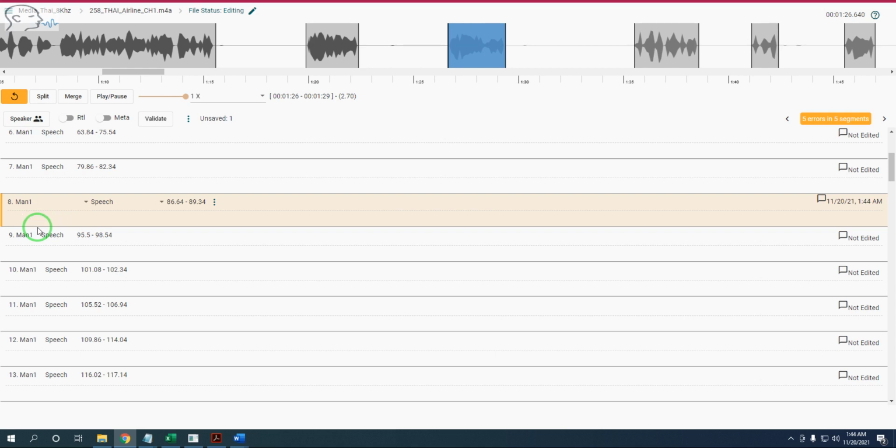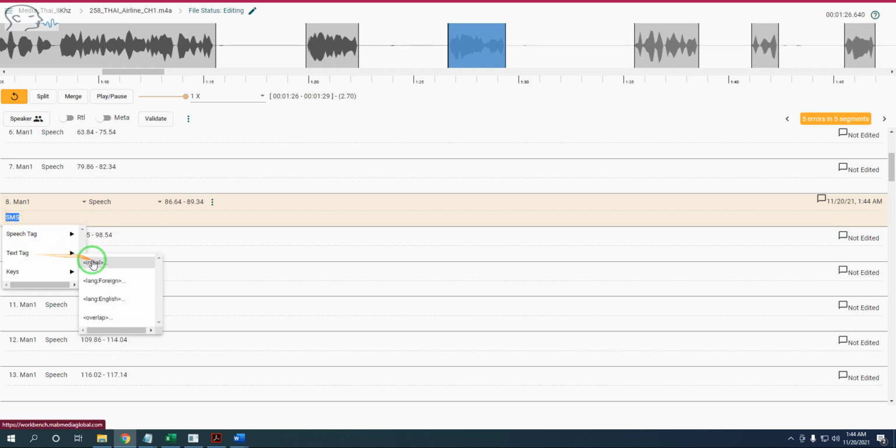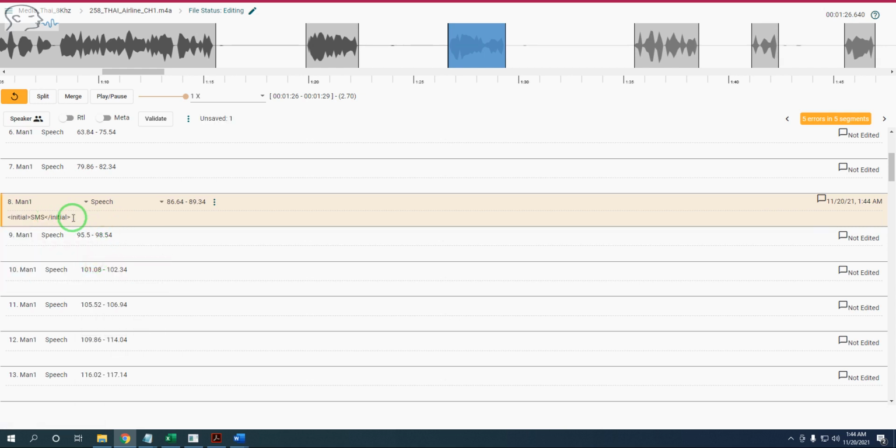If the speaker says SMS, it should be initial. It must be initial, all letters will be upper case. Again I say, initial, all letters should be upper case. So SMS we put like this, initial. If the speaker says SMS, we put the initial.